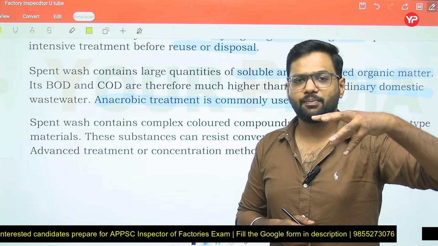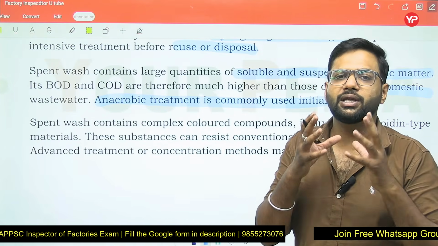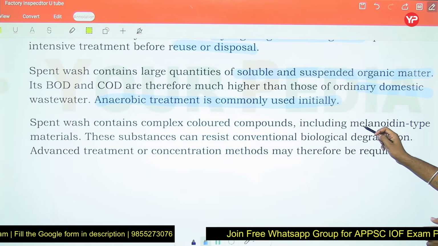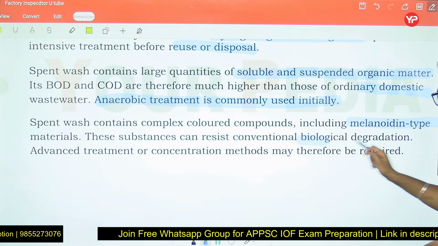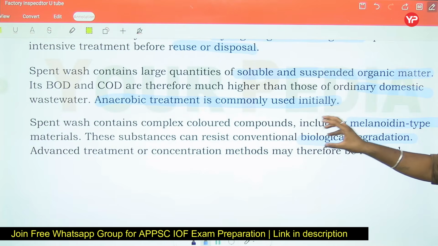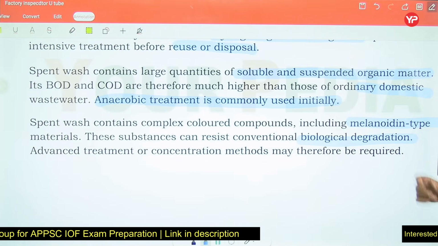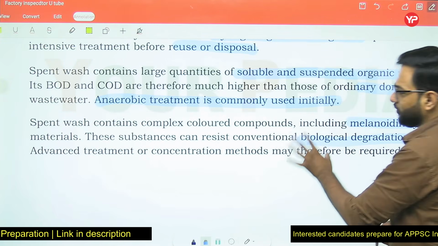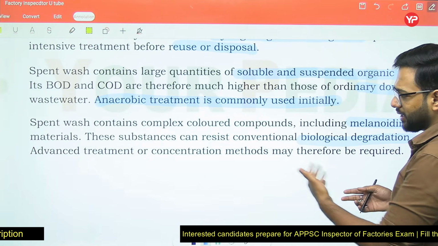In the gases we have methane, and methane has a high calorific value, so we can use it as a fuel. Spent wash contains complex colored compounds including melanoidin-type material. These substances can resist conventional biological degradation. That's why, when we talk about anaerobic treatment, before it we have to remove these substances. We have different treatment methods so we can remove all of these.